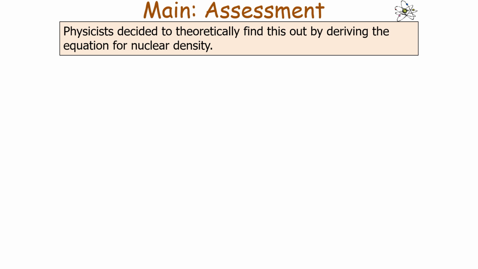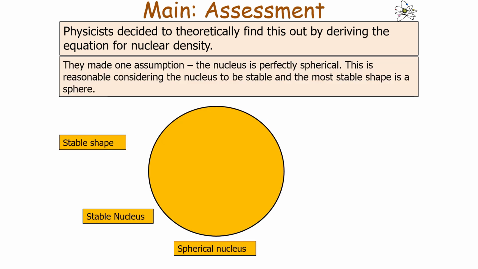So physicists decided to theoretically find this out by deriving the equation for nuclear density. Now in this particular derivation they made one assumption, that the nucleus is perfectly spherical. Now this is reasonable considering that the nucleus is stable and the most stable shape we know in the universe is a sphere.